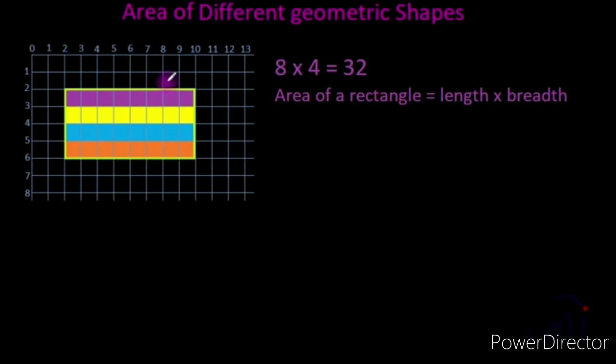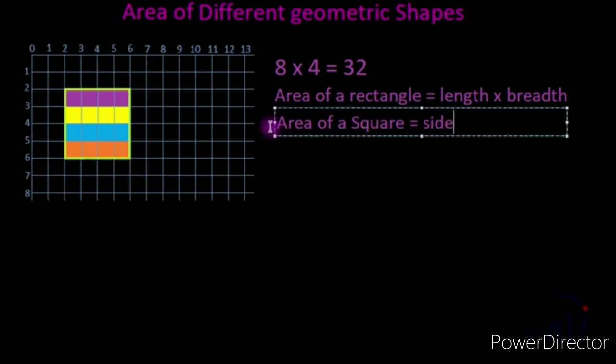So this is the formula for the area of the rectangle, and if I make the length and breadth equal to side, then this shape will get converted into a square. The square is actually a special case of a rectangle where all its sides are equal, length and breadth are equal. So the area of the square can be written as side multiplied by side, because length is equal to side and breadth is also equal to side.